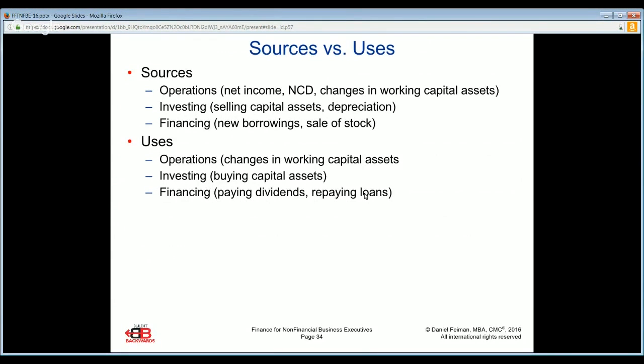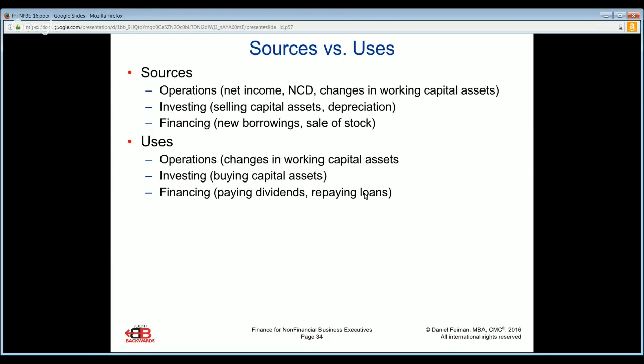Use the terms sources and uses, and you probably have seen this or heard this before, whether we're talking about sources, which are inflows of cash flow to the organization, or uses, which are outflows of cash from the organization, we want to be very clear. In operations, obviously our net income, our non-cash deductions, and our changes in working capital.